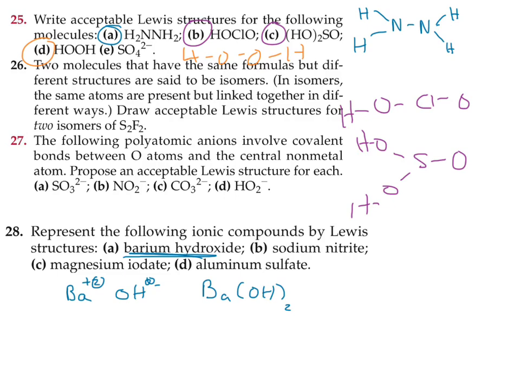Then I would draw the Lewis structure for the polyatomic ions. What's the Lewis structure for OH minus? Then I would connect it to my Ba 2+ in the middle. You also have polyatomic ions here of nitrate, iodate, and sulfate. So those are your hints for that one.